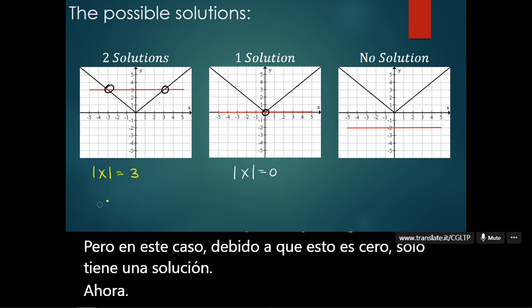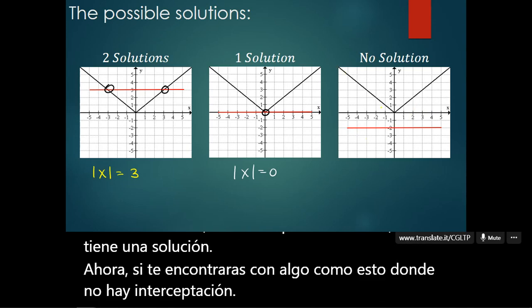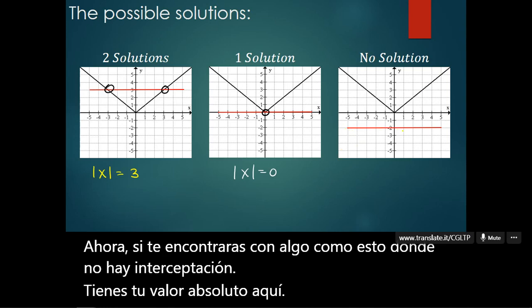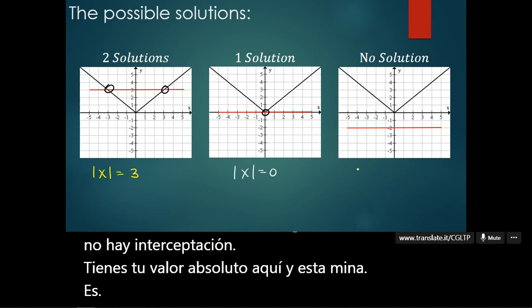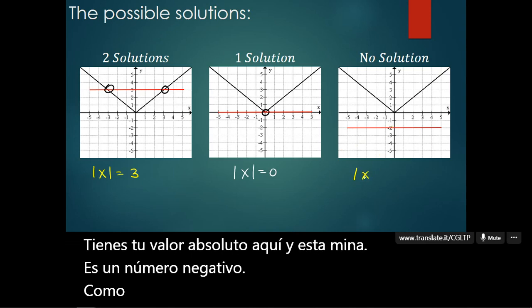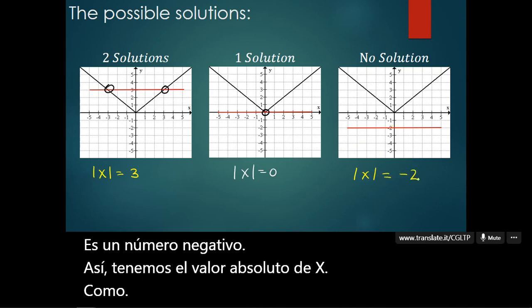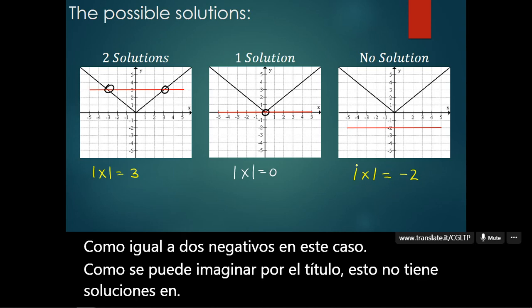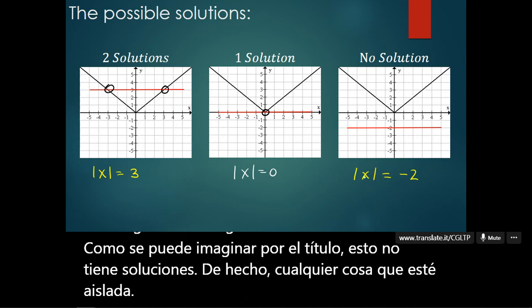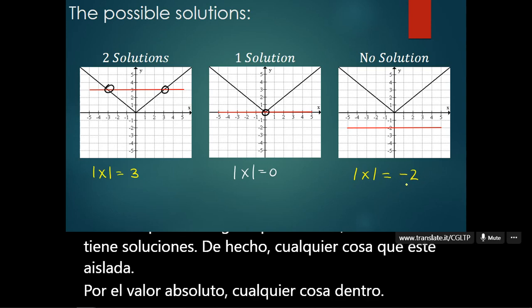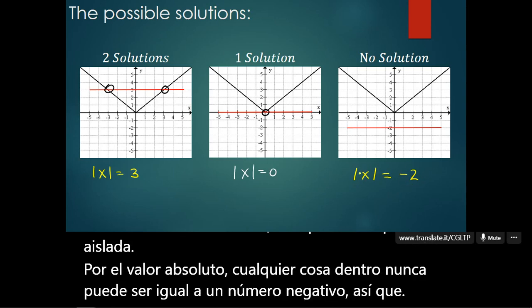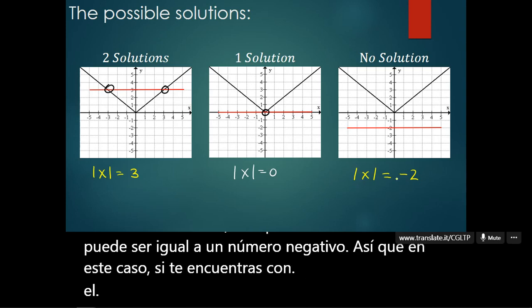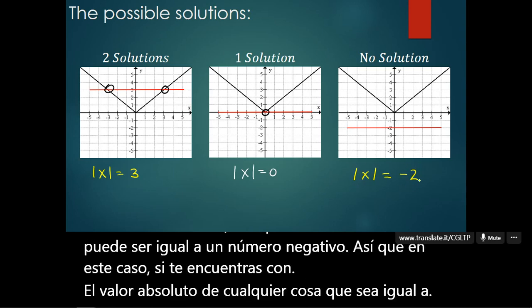Now, if you were to run into something like this, where there is no intersection, you have your absolute value here, and this line is some negative number, like this. We have the absolute value of x is equal to -2 in this case. Well, as you might imagine by the title, this has no solutions. In fact, the absolute value of anything can never be equal to a negative number. So if you run into the absolute value of anything being equal to any negative number, there will be no solution.